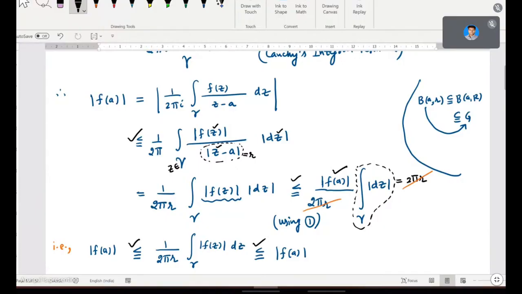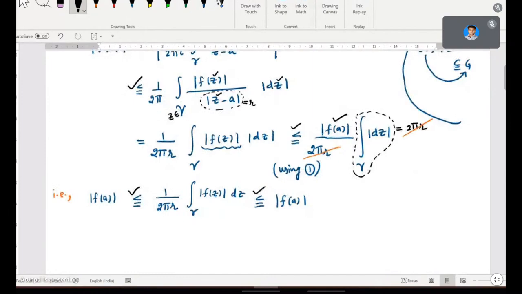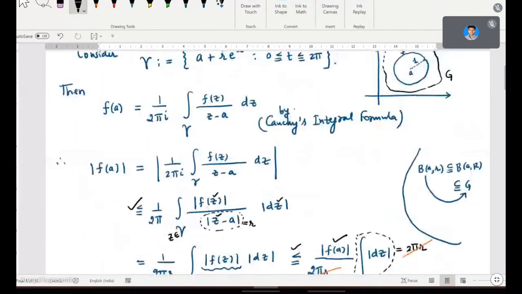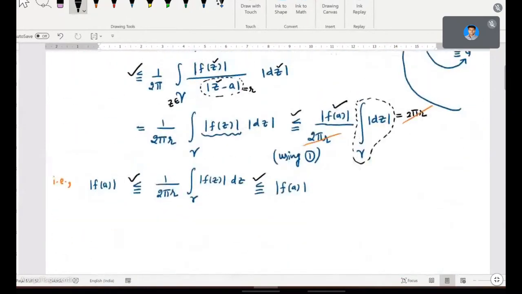So exactly this is what we have shown in the above details. So class, it means what? In fact, we have shown that mod f(a) is in a sandwich position. You understand it. We are now in a sandwich situation. So I have shown you that mod of f(a) is equal to this. Is this okay, class? Yes, sir. Right. Okay.